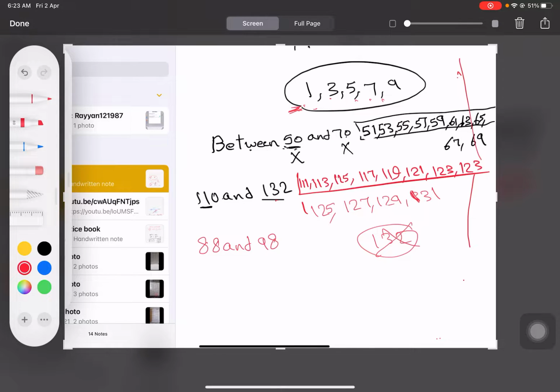They said write all the odd numbers between 88 and 98. This number is even, this number is even. So I will skip and I will start after 88: 89. So here I will write 89, comma.